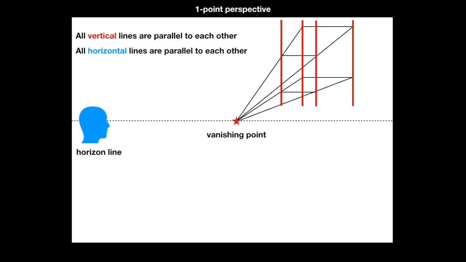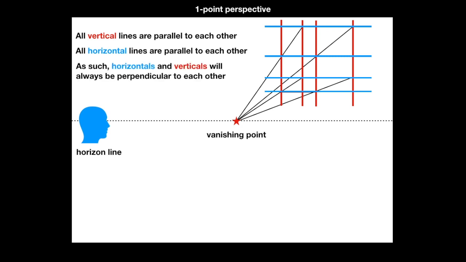All of your horizontal lines are parallel to each other. And here are our horizontal lines from that cube. And being that is the case, that means all of your horizontals and verticals will always be perpendicular to each other. Okay, aside from your horizontals and your verticals, the only thing left are your orthogonal, or what are called your diagonal lines. So all of your diagonals must go to the vanishing point, right?